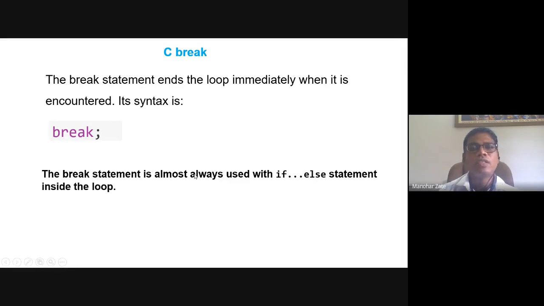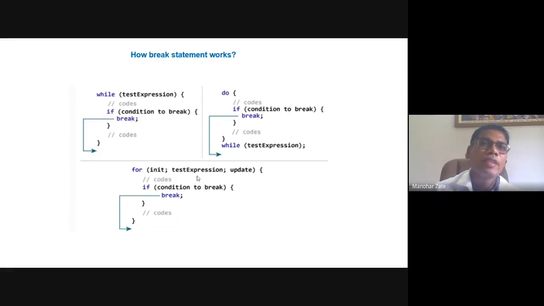The break statement is almost always used with the if else statement inside the loop. Whenever you put the break statement, it comes with the if command. You can see here three different kinds of loop. This is the while loop. While is an entry control loop. Here is a do while loop, and do while is an exit control loop, and this is the for loop.